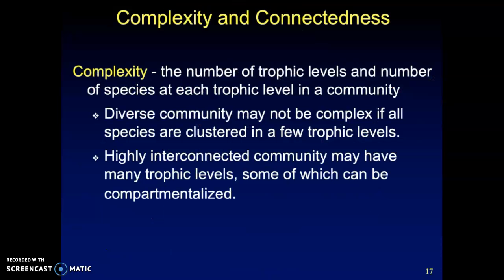All right, so again, complexity: the number of trophic levels, and the number of species at each trophic level in a given community. So just because you have a lot of species doesn't mean it's good if they're all clustered in just, again, a few trophic levels. So an interconnected community is going to have a lot of different species, a lot of different trophic levels, a lot of complexity, and that usually leads to a lot of stability. And an important factor in communities is community stability.